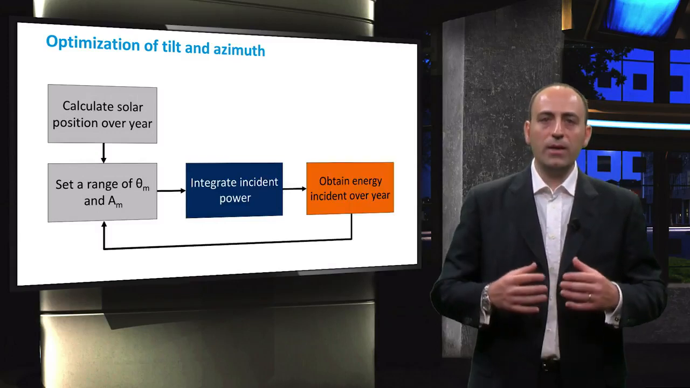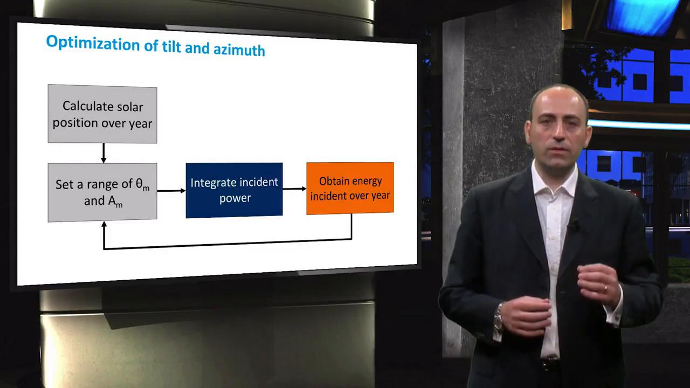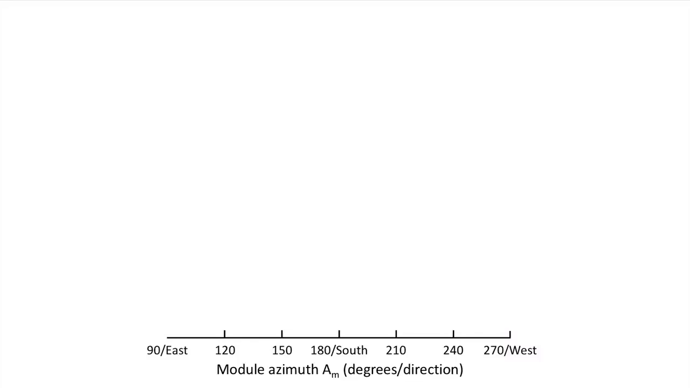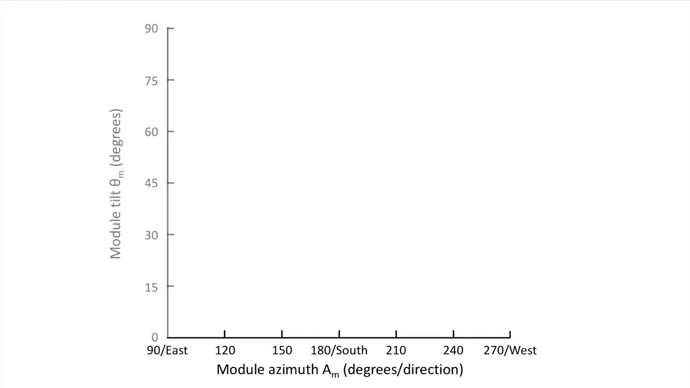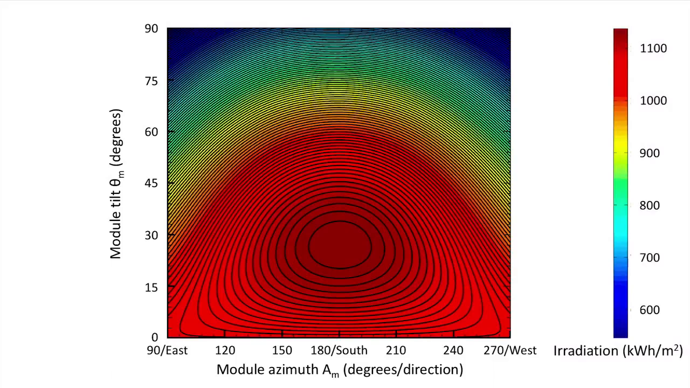This way, we will get the energy incident over a year for a specific combination of tilt and azimuth angles. This provides us with a so-called contour plot. On the horizontal axis, we have the azimuth of the module, while on the vertical axis, the tilt angle of the module is plotted. We can populate the contour plot with the total amount of energy incident on the module in 1 year, as a combination of tilt angle and azimuth.